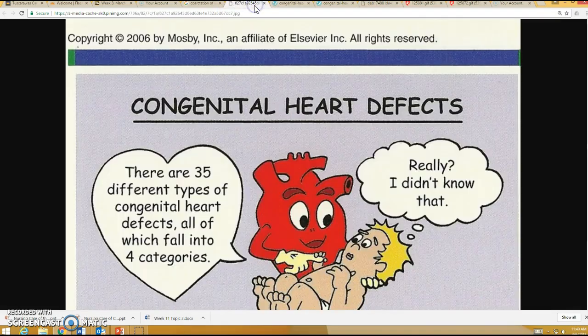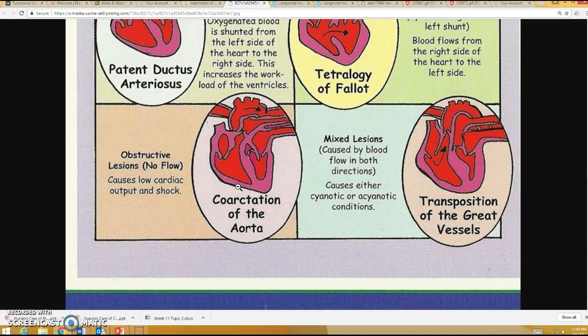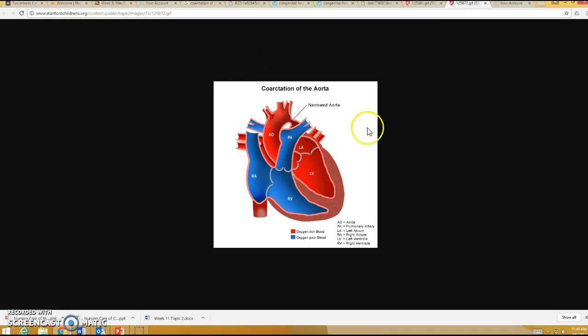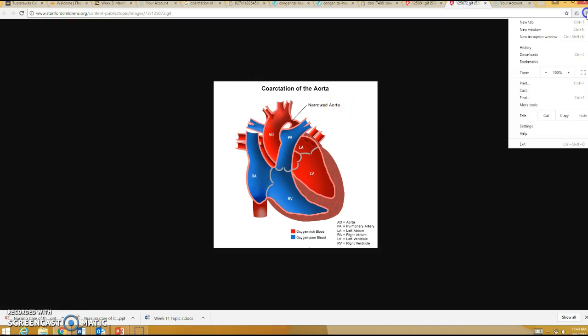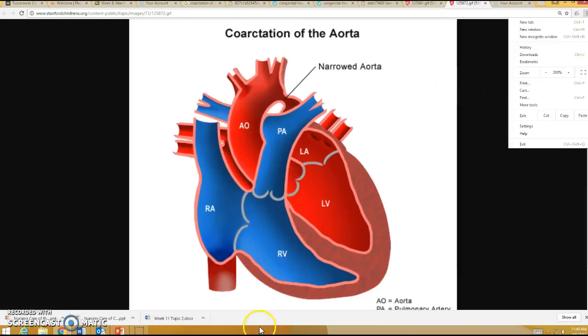Okay? So then we have what's called the obstructive defect, and this is where blood is either not flowing through or it is greatly restricted. And the example for that is called a coarctation of the aorta. And I also have a picture of that as well. See, here it is, and let me make it bigger. There we go. All right.